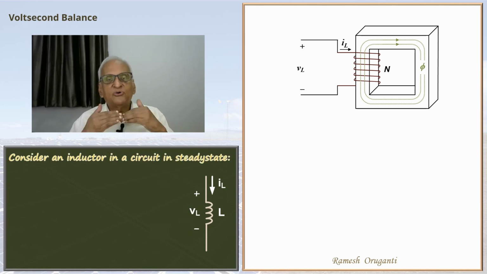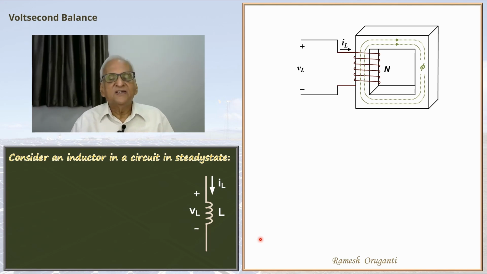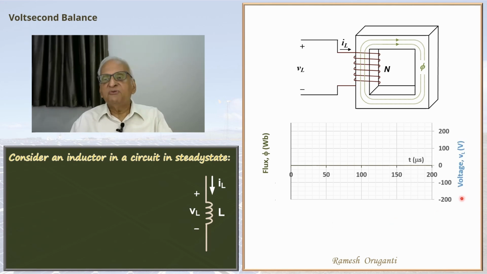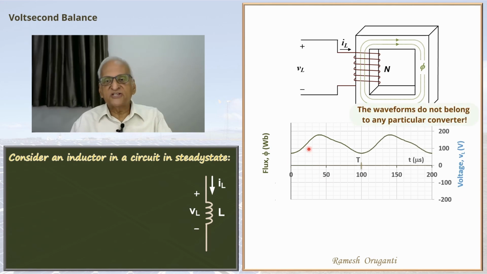That means all the DC voltages and currents are constant. AC values have reached steady state. This implies that the AC ripple introduced by the power electronic switching is in steady state. So let us plot the flux waveform and the voltage waveform. So the flux waveform has a DC component and an AC ripple component as shown.